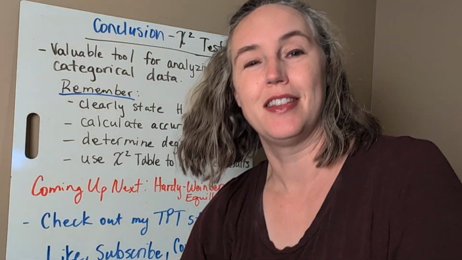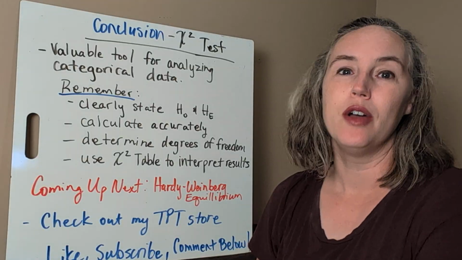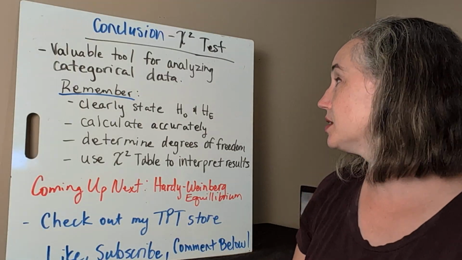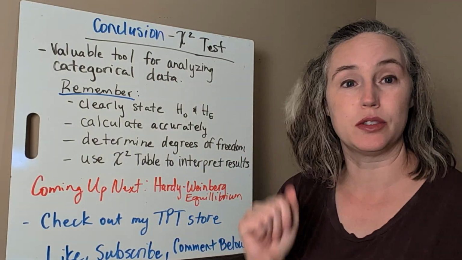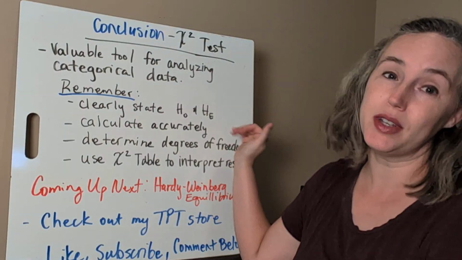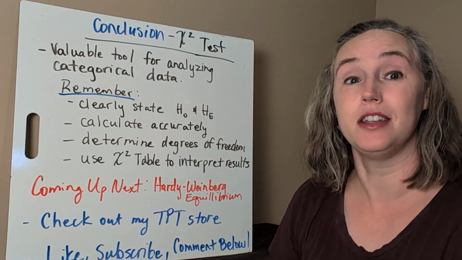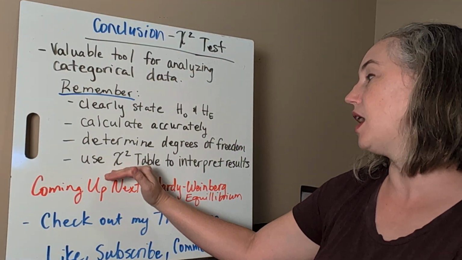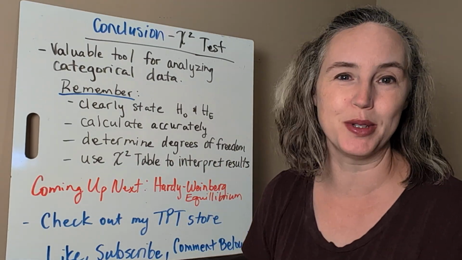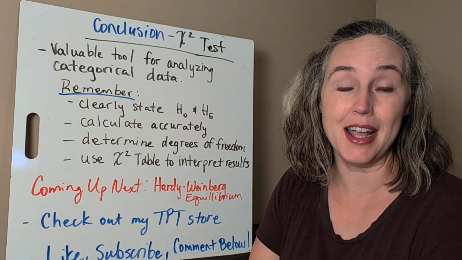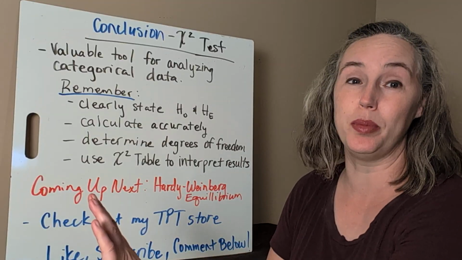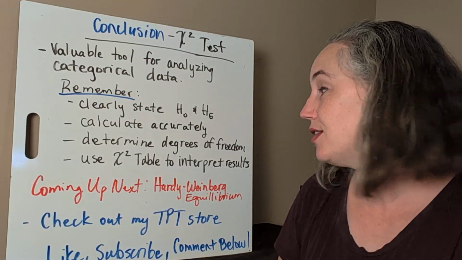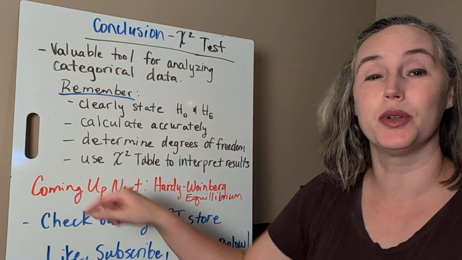So in conclusion, the chi-square test is a valuable tool for analyzing categorical data in biology. Just remember the steps: clearly state your null and experimental hypothesis, calculate your chi-square value accurately using the formula, determine your degrees of freedom, and then use the chi-square table to interpret your results. Coming up next, our next big topic will be the Hardy-Weinberg equilibrium. But later this week, I plan to come out with another quick video that runs through another example of chi-square analysis.